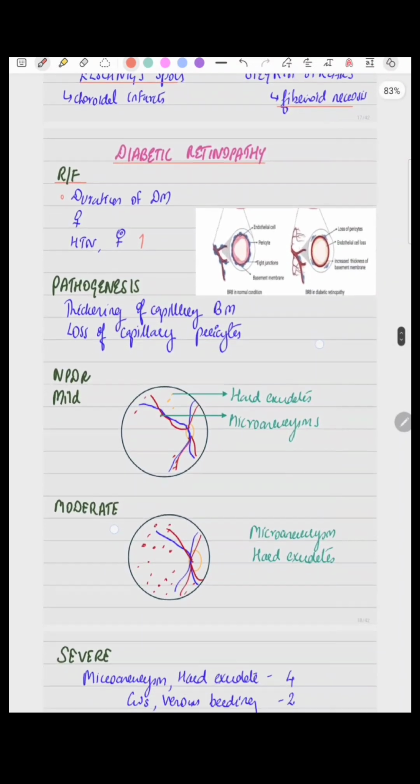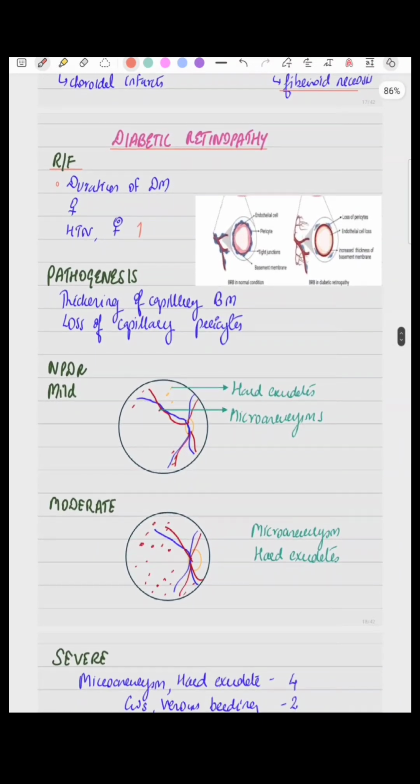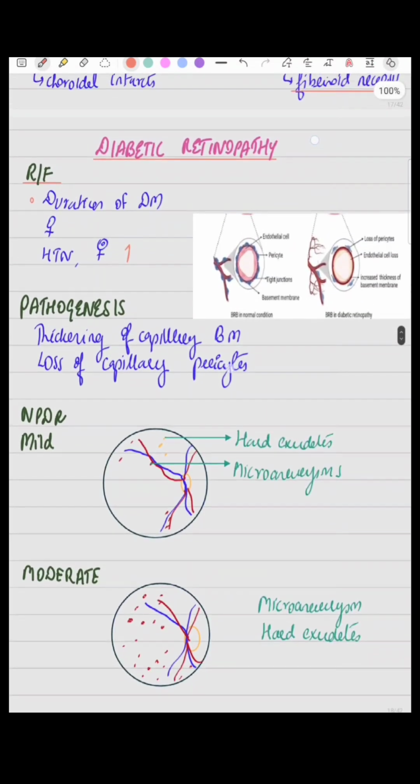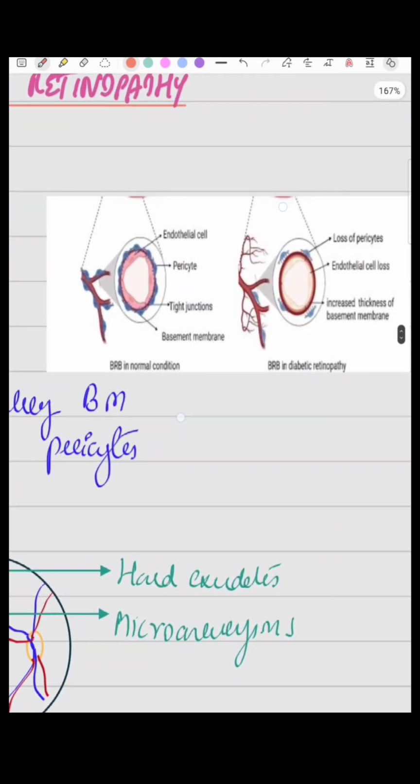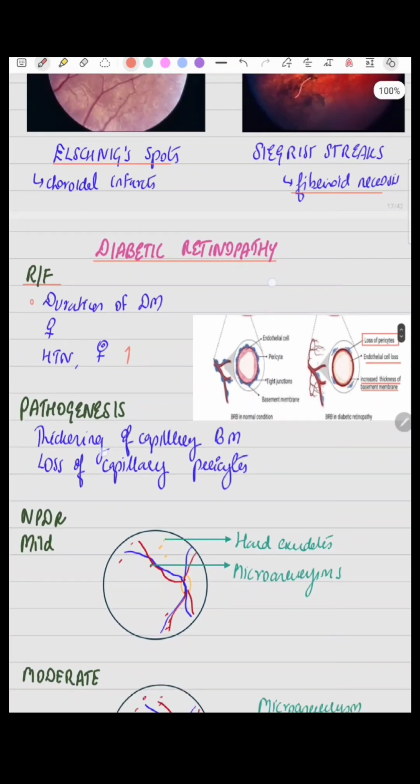Morphology. Now, pathogenesis: basically there is thickening of the capillary basement membrane. See, this is a normal endothelial cell surrounded by the pericyte. There is increased thickening of the basement membrane. Then capillary endothelial cell damage and cell loss will occur. There will be deformation and increased stickiness of platelets, increased plasma viscosity, and loss of pericytes can also be there. These are the pathogenesis and morphology.